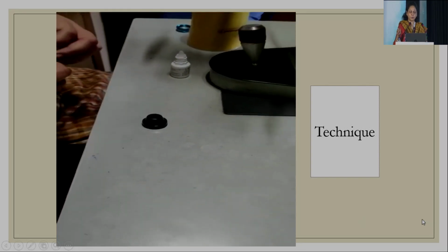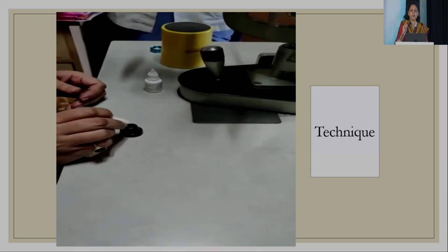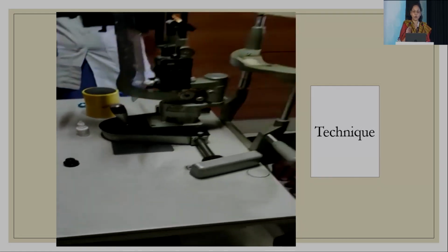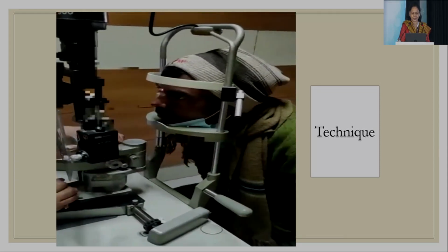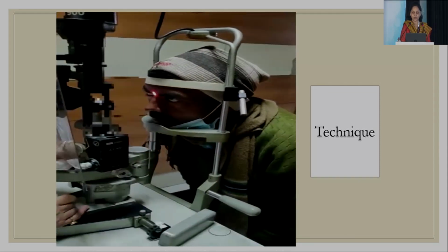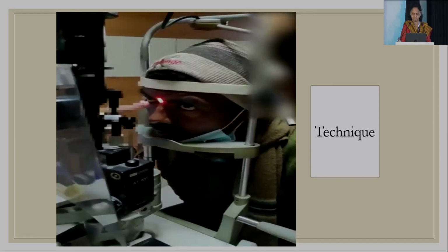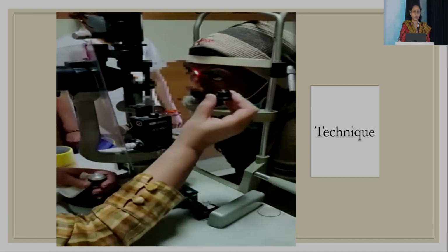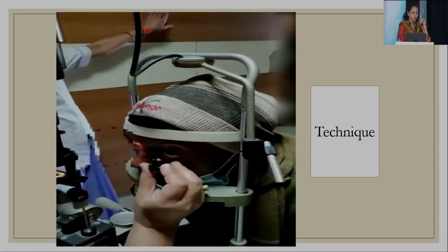Put the gonioscope, put the gonio gel, remove any bubbles. There should be no bubble. Now, place the patient correctly with the chin and headrest there. See the light, it's there on the nasal bridge. And still, you ask the patient to look up.